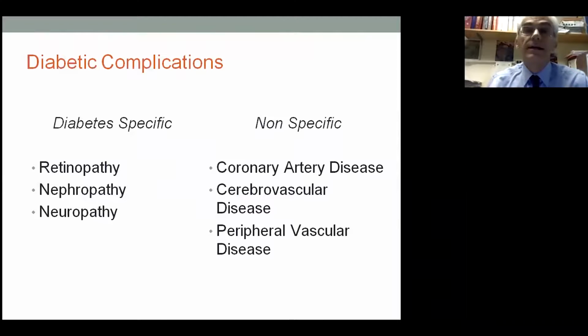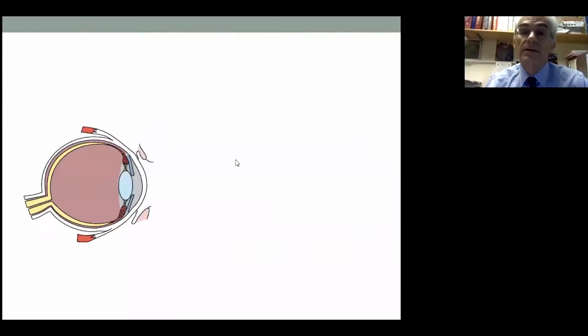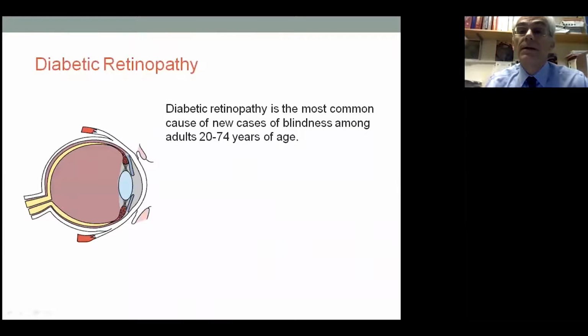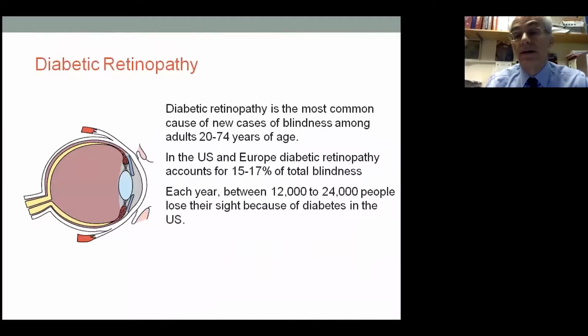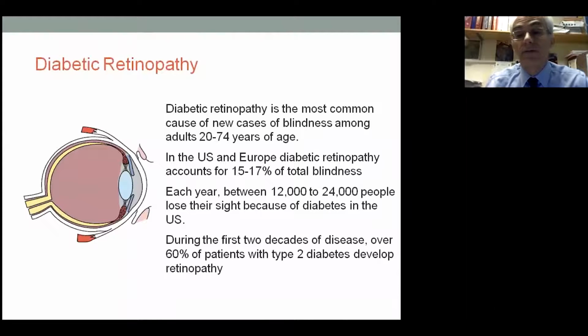And of course, the clinical complications of diabetes are the most important characteristics: retinopathy, nephropathy, and neuropathy, which are diabetes specific, and the increased risk of macrovascular disease. So, retinopathy: diabetes is still the most common cause of blindness in adults. In the elderly it is macular degeneration. And in the US and Europe, diabetic retinopathy accounts for about 15 to 17% of blindness, with a lot of people losing sight because of diabetes.